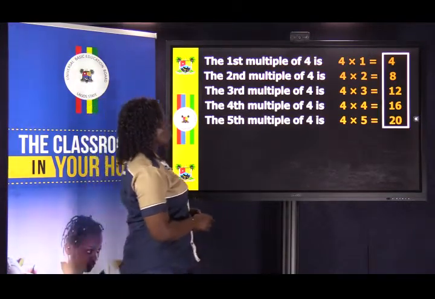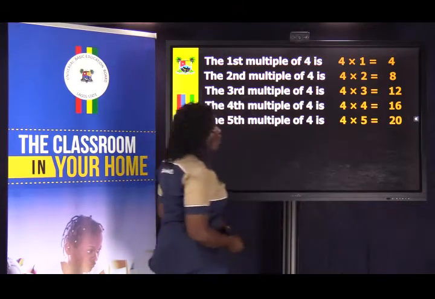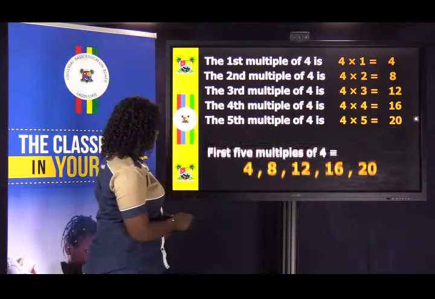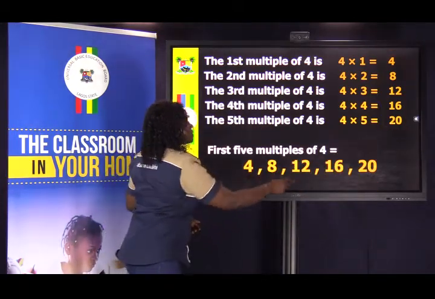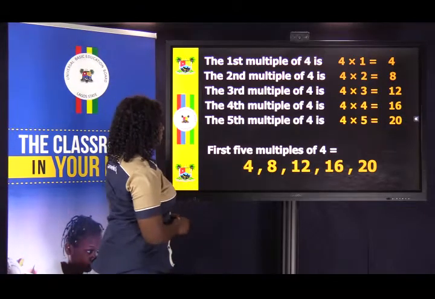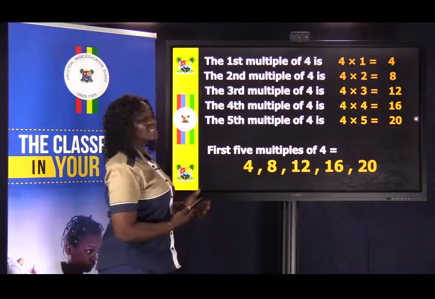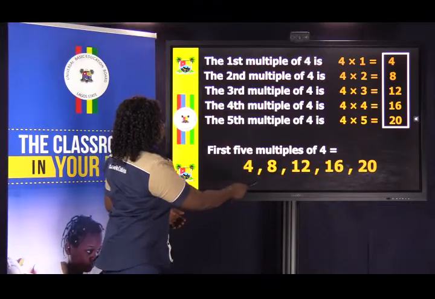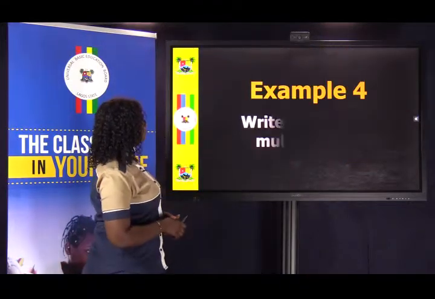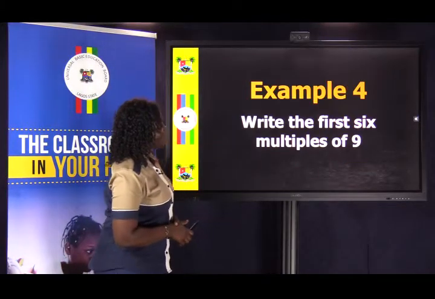So the products are the multiples of 4. What are the products? 4, 8, 12, 16, and 20. Those are the multiples. Those are the first 5 multiples of 4. Write the first 6 multiples of 9. The first 6 multiples of 9.